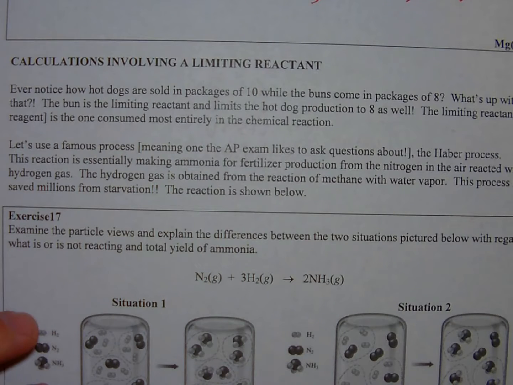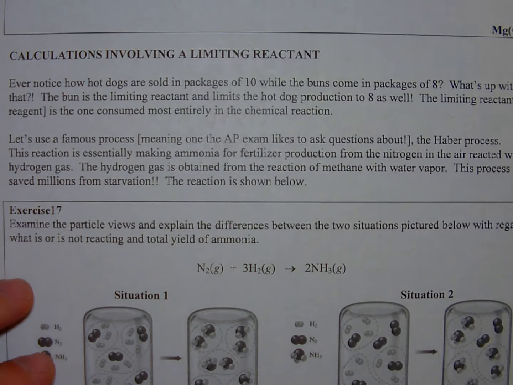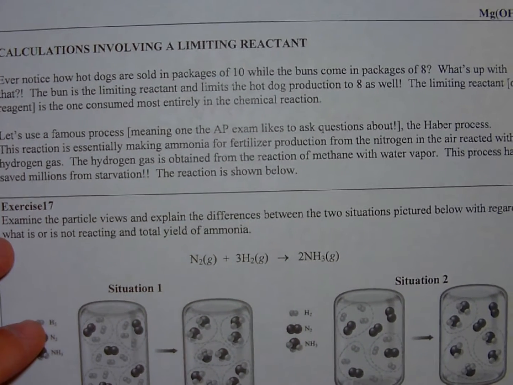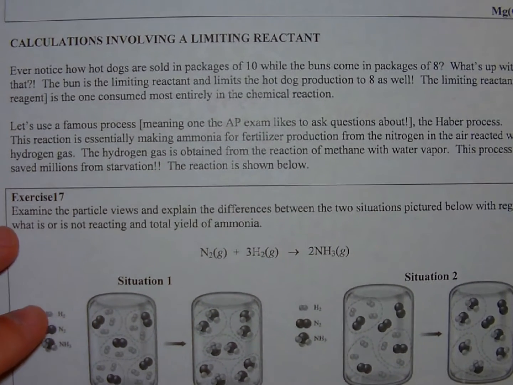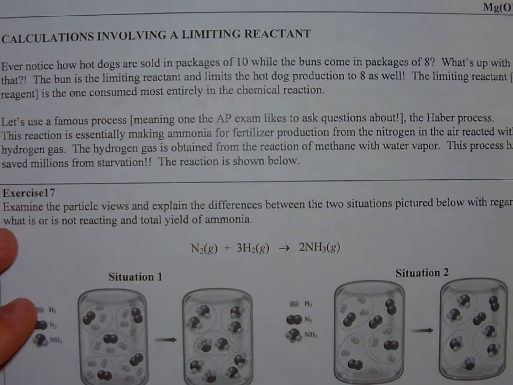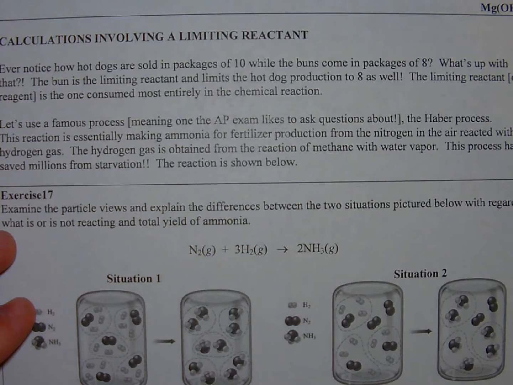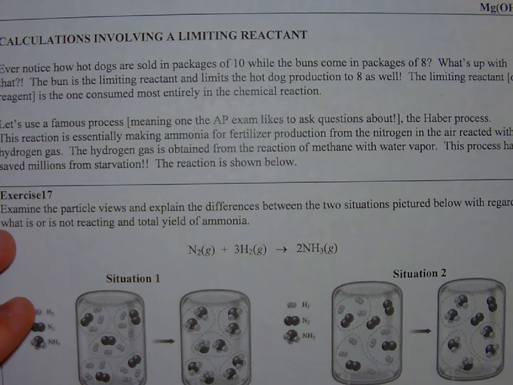Calculations involving a limiting reactant. You ever notice how hot dogs are sold in packages of 10 while buns come in packages of 8? What's up with that? Okay, that's my Jerry Seinfeld reference for the day. In this situation, the bun is the limiting reactant and limits the hot dog production to 8 as well.